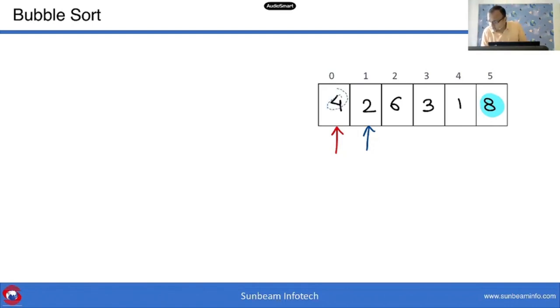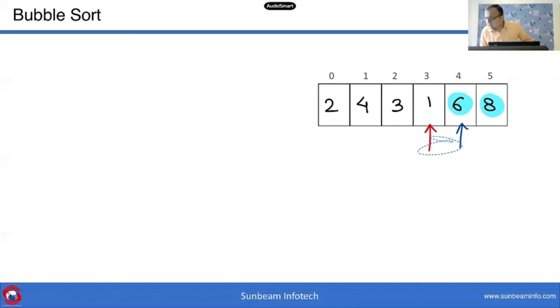Now again you find 4 and 2, so no swapping is required. 6 is greater than 3, okay, that is good. And again you continue, 6 is greater than 1, okay, that is all right. Now see it carefully. Now you know very well that this element has reached its final position. There is no need to compare this.